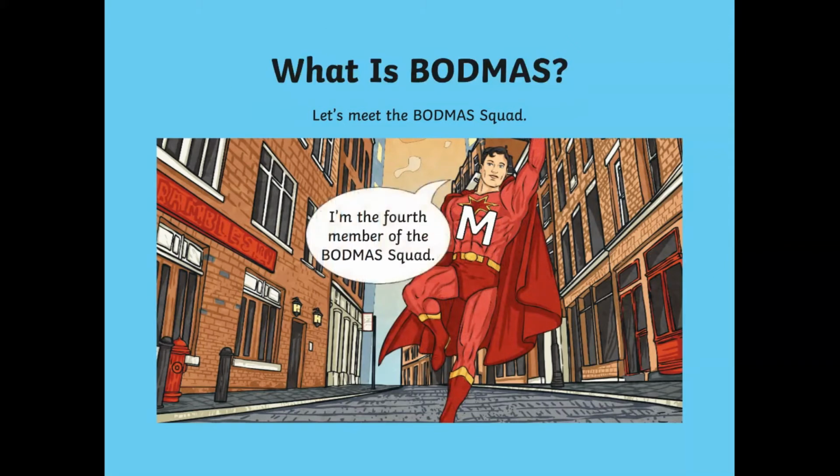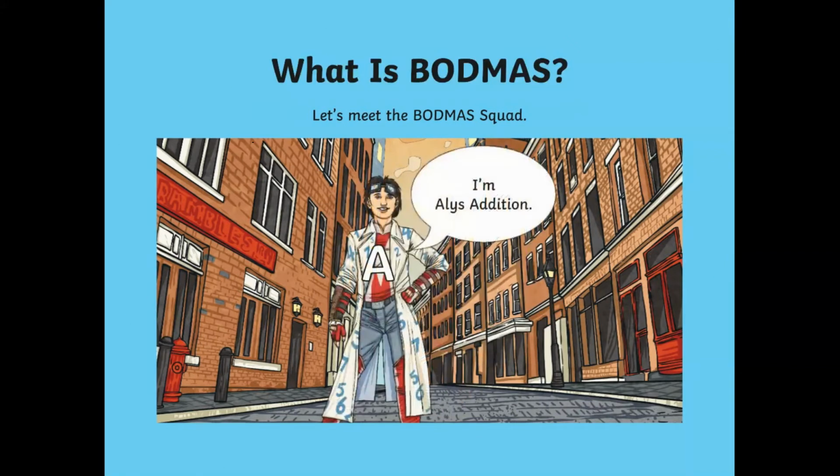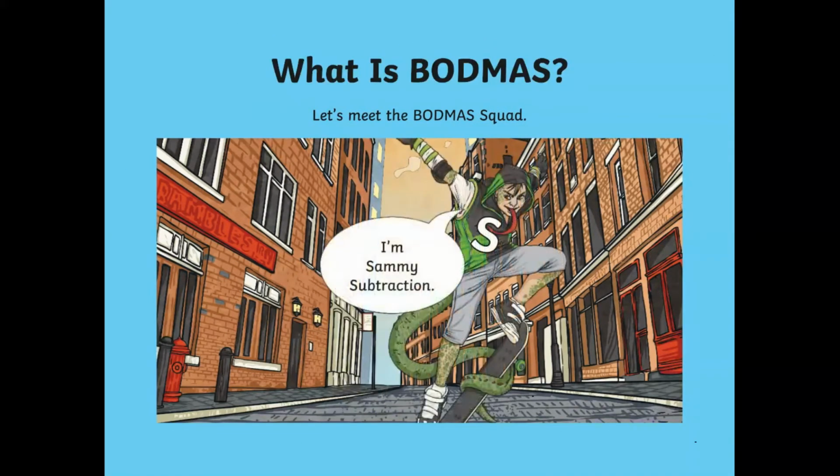He's the fourth member. Then we've got Alice Addition, I think that's how you pronounce it. She's the fifth member, and then we've got Sammy Subtraction, and I don't like his tongue at all. That's a bit weird, and he's got a tail, I think, as well. I don't know, maybe these are characters that I'm not familiar with, but he definitely freaks me out. Anyway, he's Sammy Subtraction. Okay, so that is the last squad member of the BODMAS superhero squad.